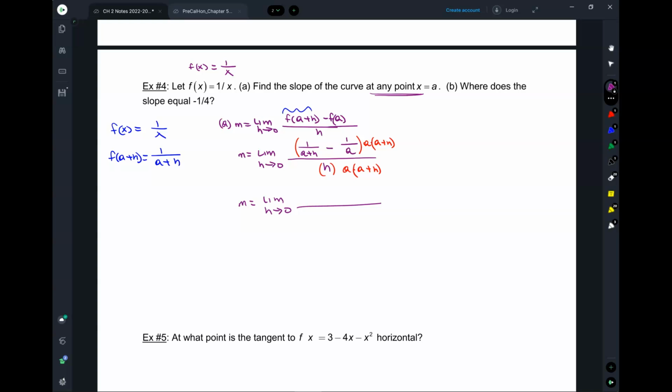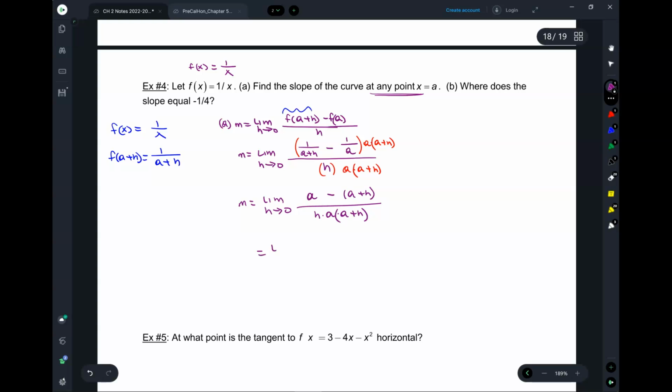Yeah. So I'm going to multiply this first term by the stuff in the red, and I'll just get how much left? a. Minus, now I'm going to multiply the second fraction by the red, and what do I get left? a plus h, a plus h in parentheses, all over h times a plus h. Do not multiply that stuff out.